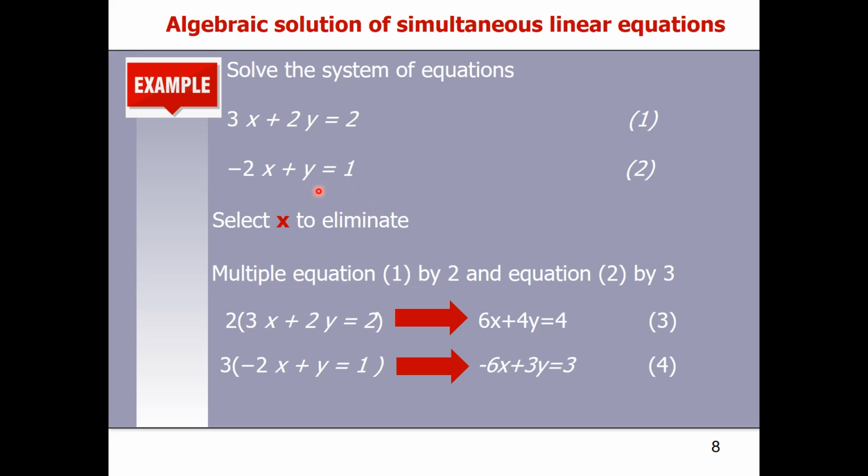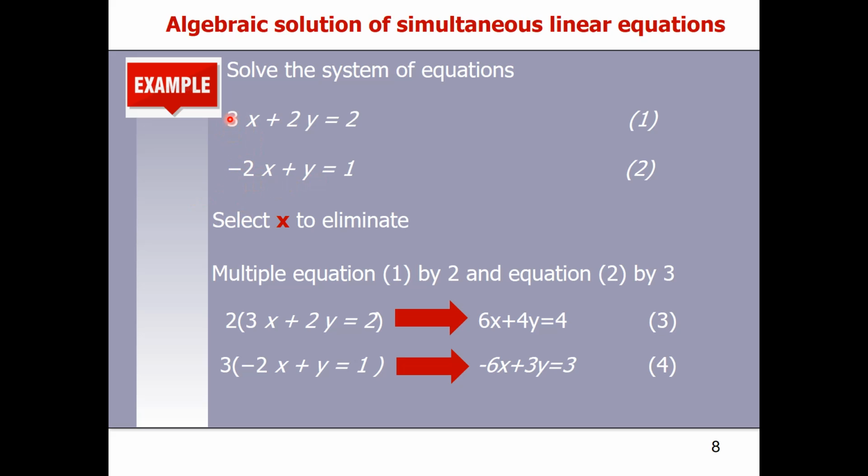Well, if we eliminate y may be easier, but let's eliminate x. So to eliminate x, we have to make these two coefficients similar to each other, 3 and 2. So there's no number we can multiply 2 with to get a 3. So in this case, we have to multiply both equations, the first equation by a number, the second equation by a number, to get the same coefficients of x.